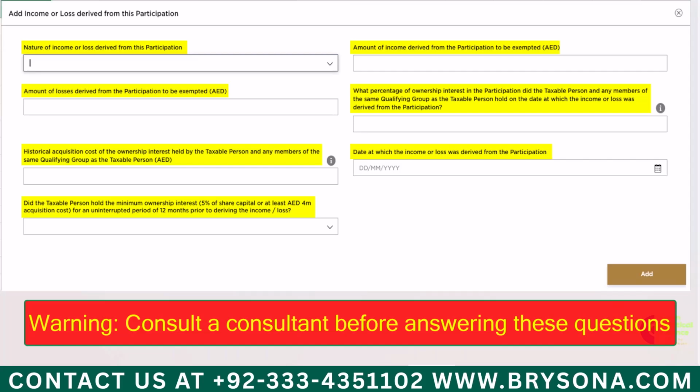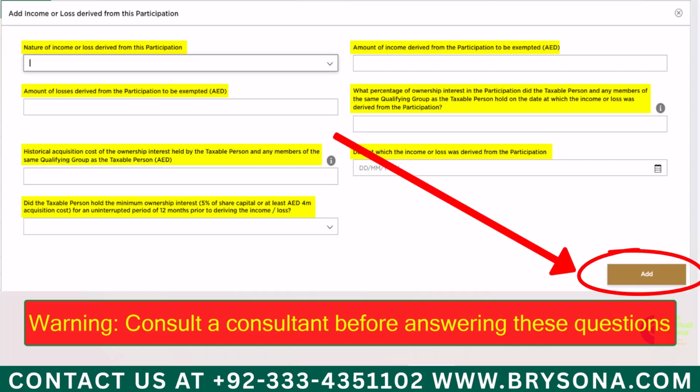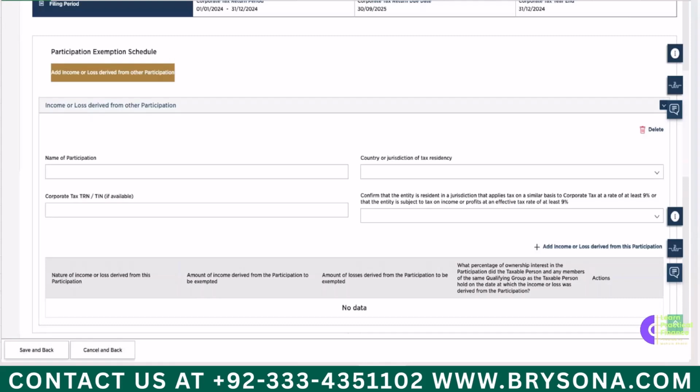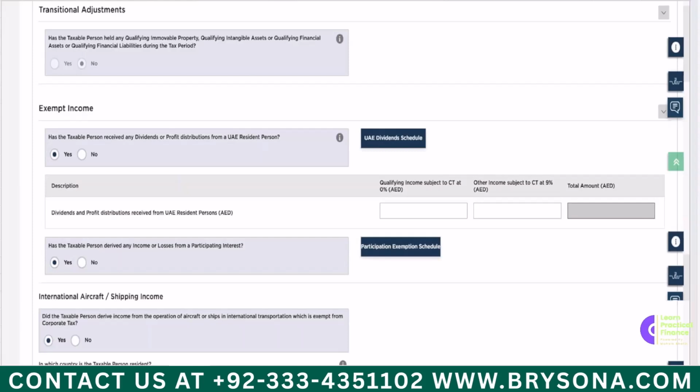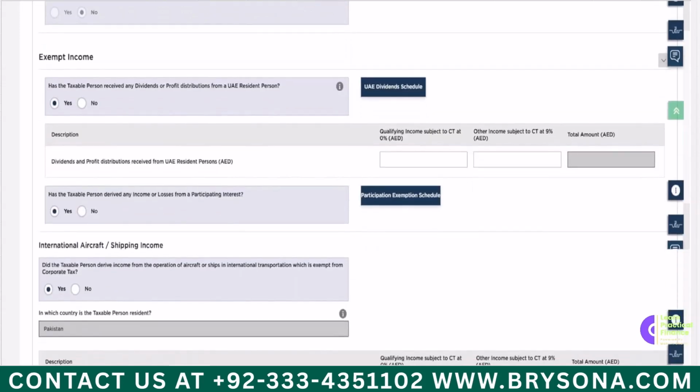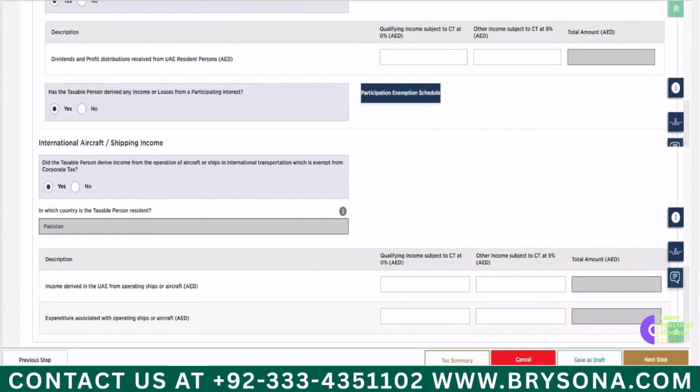After answering these questions, you have to click on the add. When you click on the add, the details of the entity will be reflected here. After that, you have to click on the save and back. Hence, you will be back on the main screen of the section. The schedule of the participation exemption will appear below the question. Let's move on to the next area, which is international aircraft or shipping income.